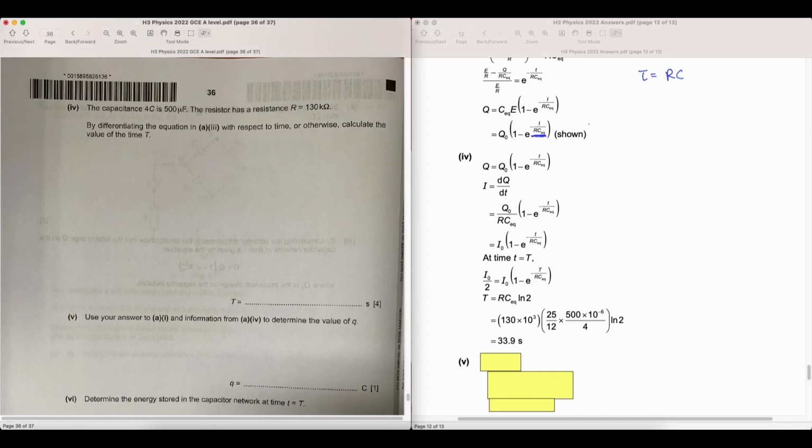Something to note is that the capacitance of 4C is 500 microfarads, not the equivalent capacitance. So we need to take 500 divided by 4 and then multiply by this equivalent capacitance factor.